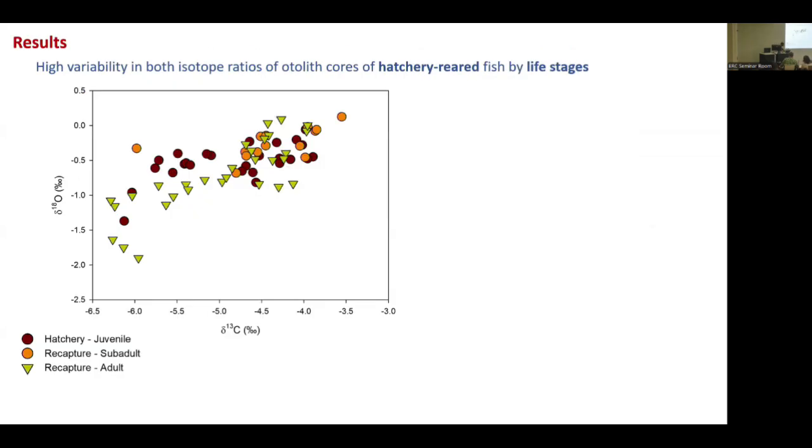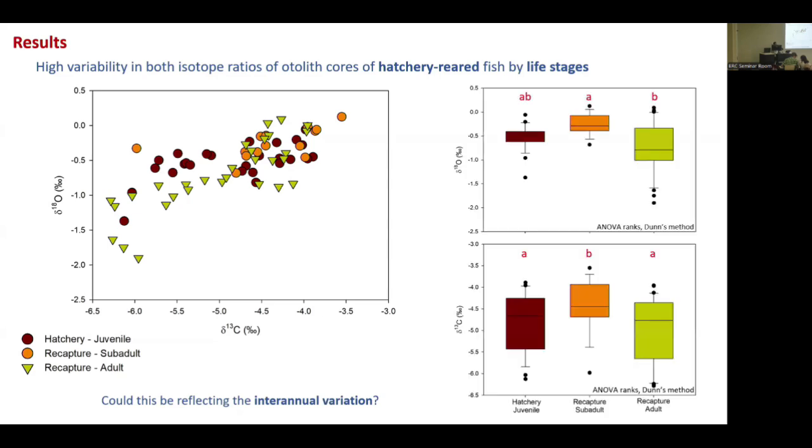So as a result, I'm going to show you at first the isotopic composition of the hatchery fishes. So we have the carbon and the oxygen, and we have three groups: the juveniles from hatchery, subadults, and adults of the recapture. And you can see a high variability in all the information. So the question at this point was, could this reflect interannual variation? Because we just see a lot of variability in the carbon and differences in the oxygen.